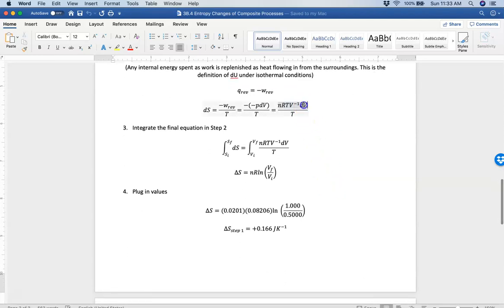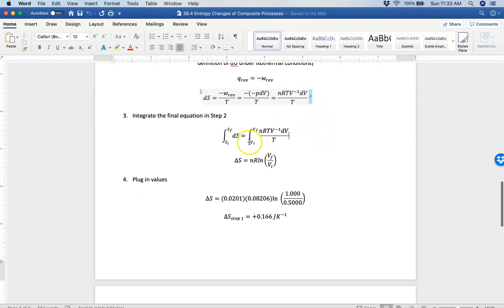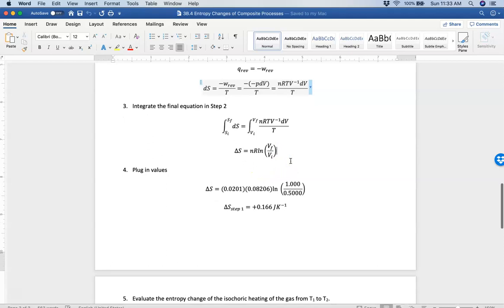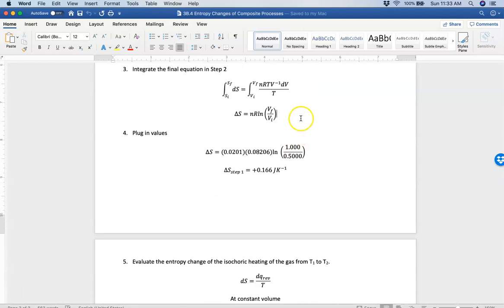Lucky for us, we have a variable with an infinitesimal, so we can technically integrate. We can integrate from S initial to S final, that's going to be our dS, and also from V initial to V final. You pull out all the constants, which are n and R, because the T's cancel. So nR ln(Vf over Vi). All that work comes from a derivation that we've done in previous lectures. So all we need to do now is plug in our values.